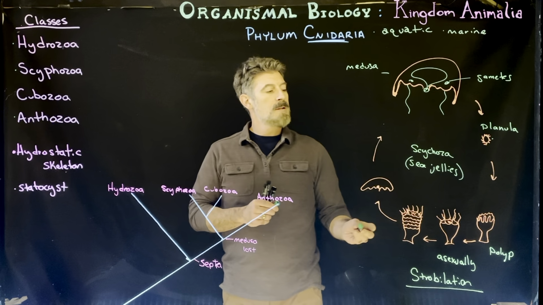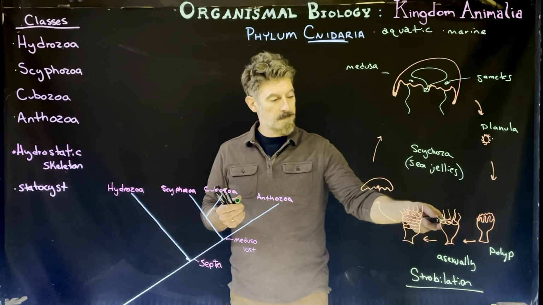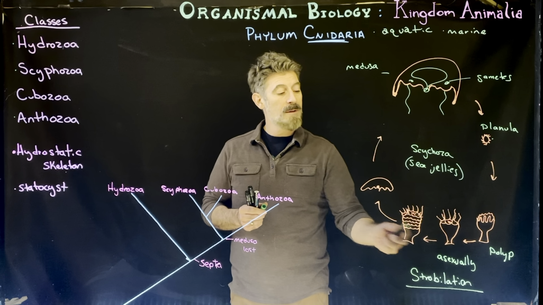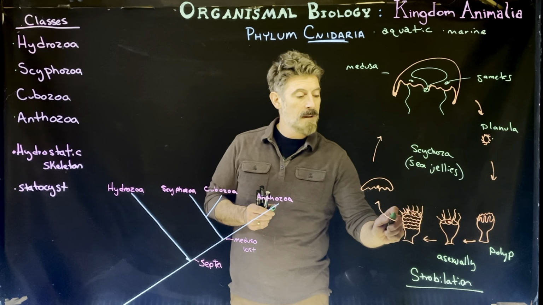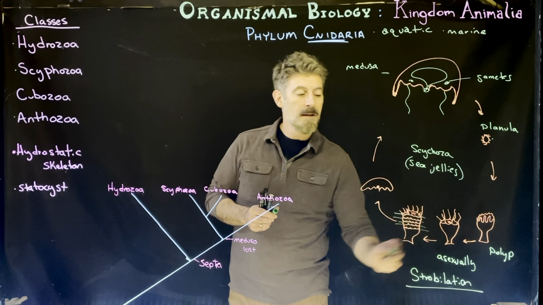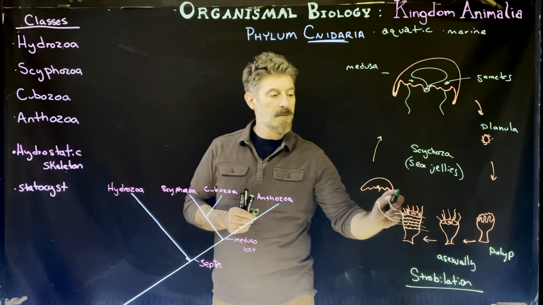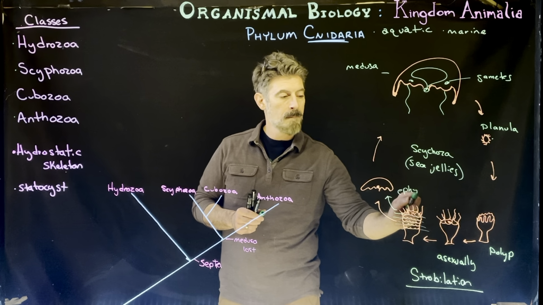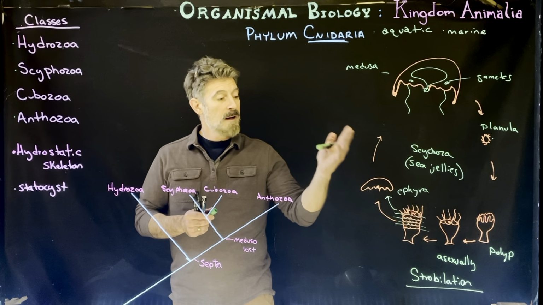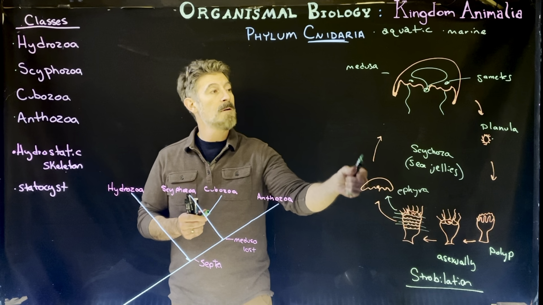So strobilation is essentially where the polyp will grow and develop more characteristics. It will feed itself as well. But then there comes a point where the polyp will asexually divide itself into pieces, and each individual piece breaks off. Initially, it's referred to as an ephyra, this little young juvenile medusa.